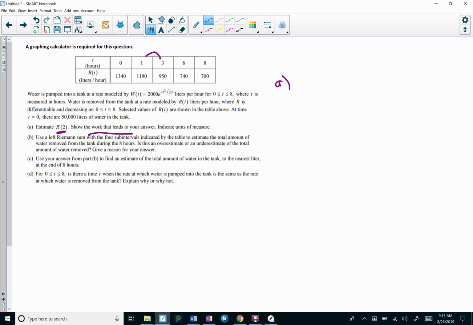So r prime of 2, so 2 is in between these two. Make sure you put the y's on top. Don't make a rookie mistake. So we're going to have 950 minus 1,190 over 3 minus 1. You end up getting negative 120, and it says indicate units. Now remember, this is already a rate, and you just did another derivative of that. You did a slope. So that is going to be liters per hour squared. You're taking a second derivative.